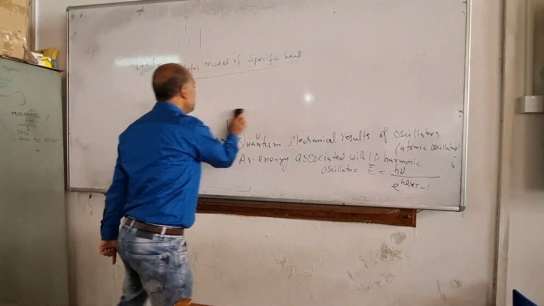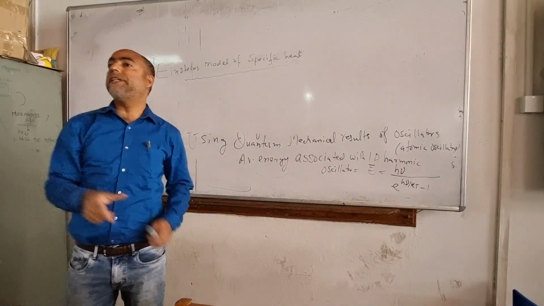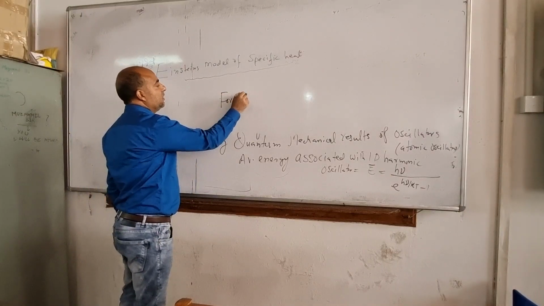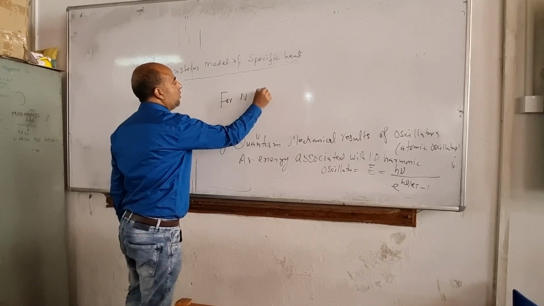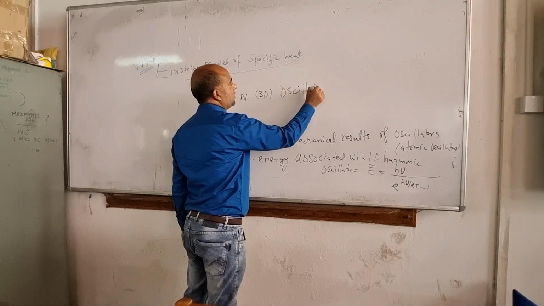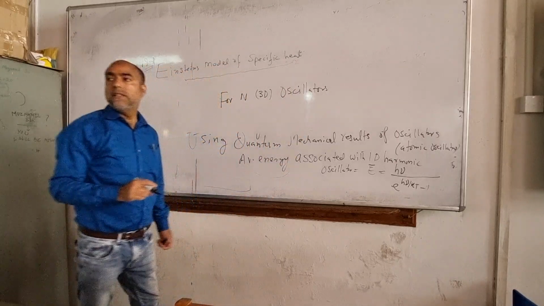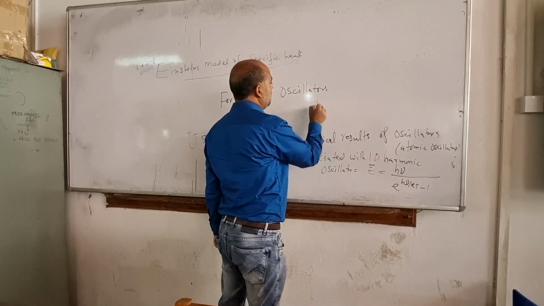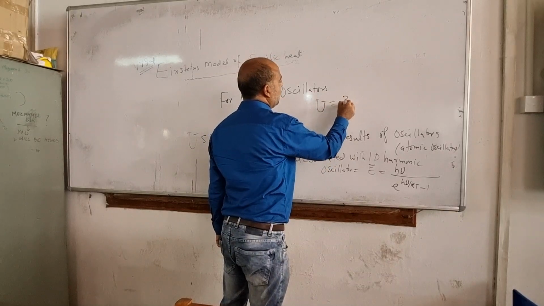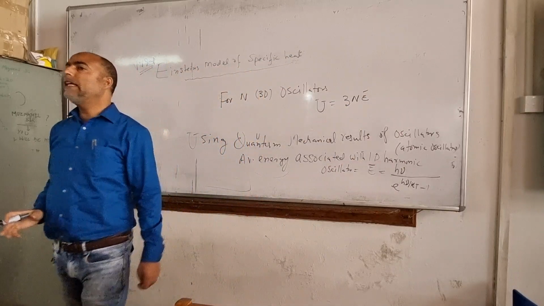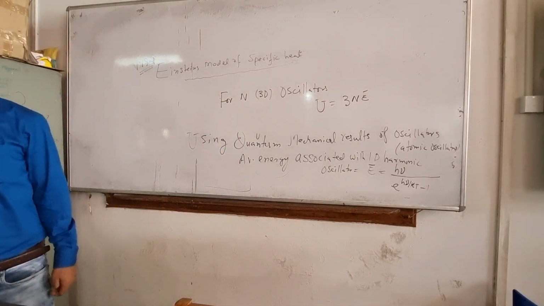If you are having n three-dimensional oscillators, what will be the energy? It will be equal to 3n E bar. 3n E bar will be the energy.